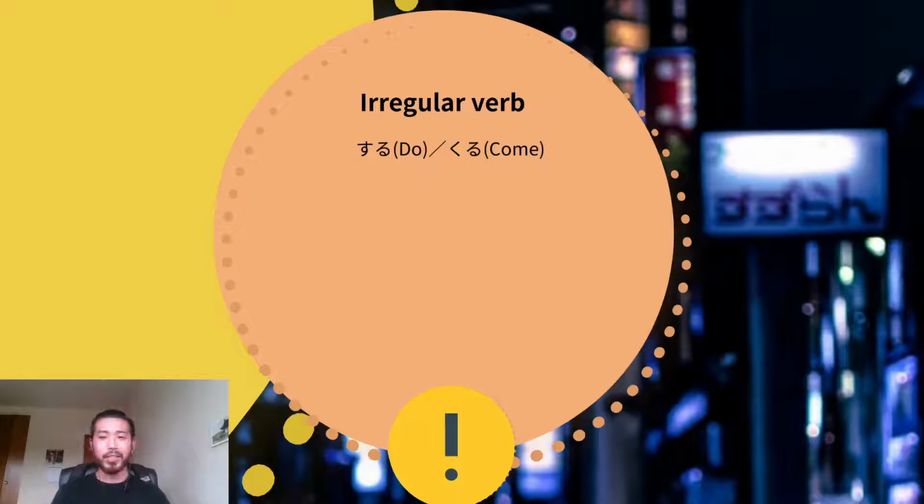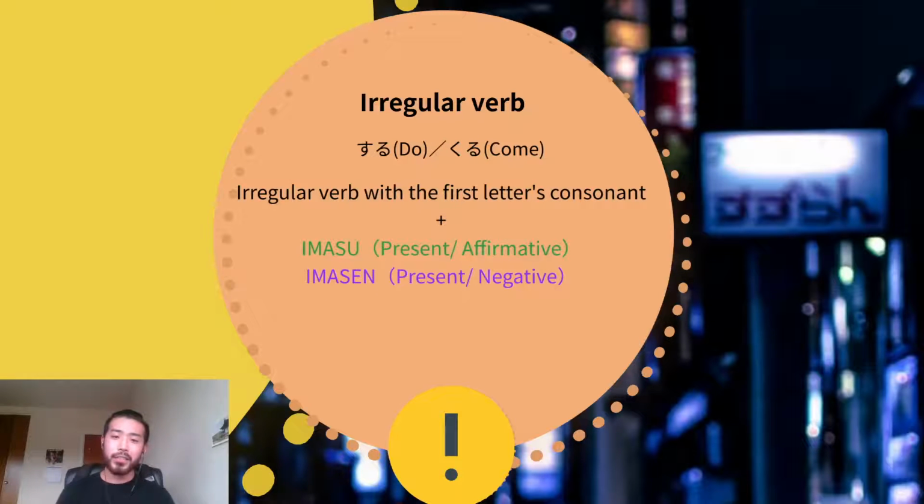And how do we conjugate? Conjugation is not too difficult as well. So what you need to do is keep the first consonant, first letter of the consonant, and then you add imasu, imasen. So how does it look like?